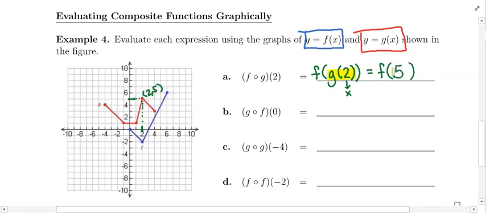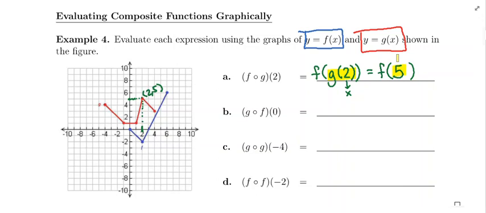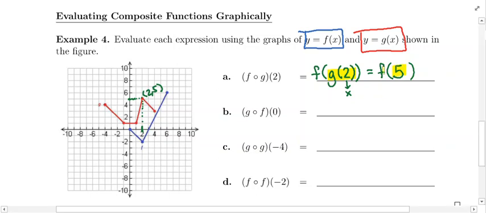Again, if you're looking at the red function, only the red function, not the blue function, if x is 2, the y value is 5. So g of 2 is 5. The stuff that I've highlighted in yellow, those two are equivalent. g of 2 is the same thing as 5. So now 5 becomes the input to f.